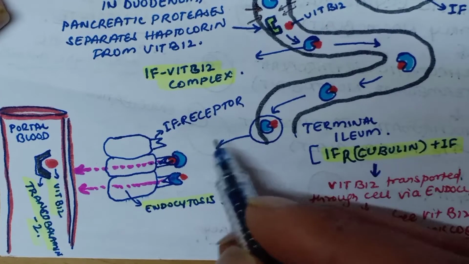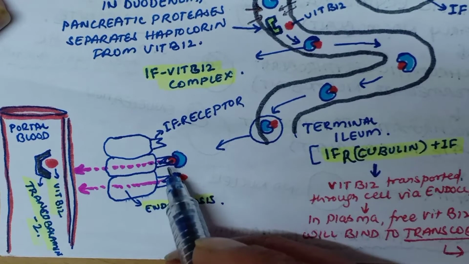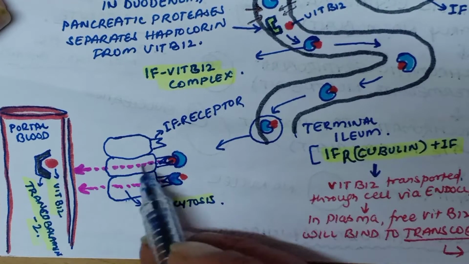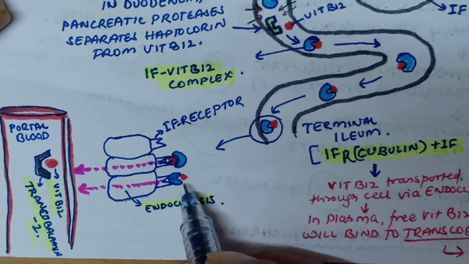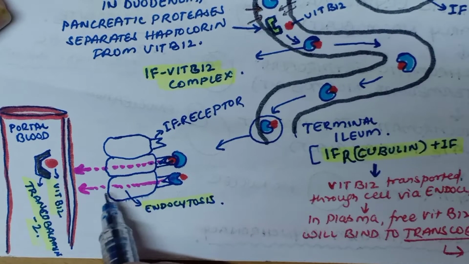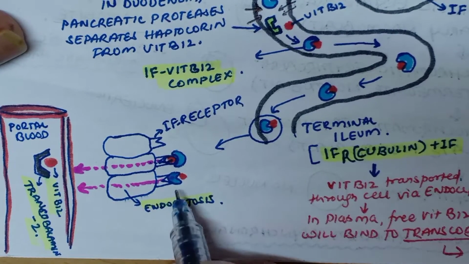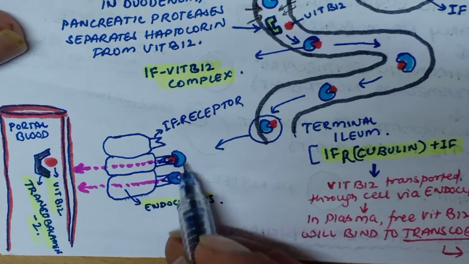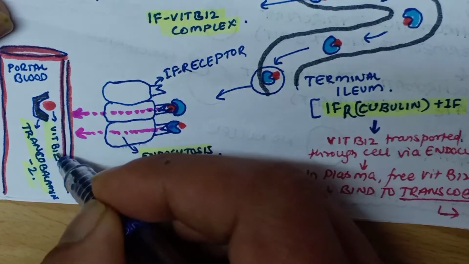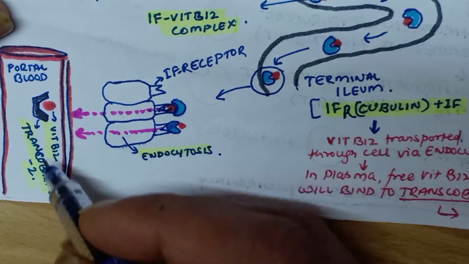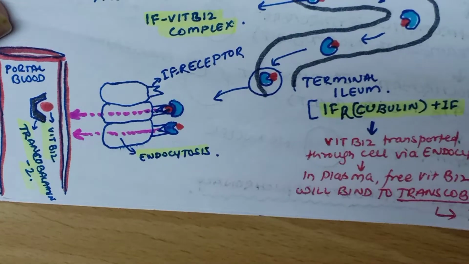Now once the intrinsic factor vitamin B12 complex binds to the tubulin receptor present on the cells of the terminal ileum, the vitamin B12 will go across the cell into the blood plasma by the process of endocytosis, whereas this intrinsic factor will get destroyed. Now this free vitamin B12 will bind with transcobalamin 2 and will be taken to other tissues.